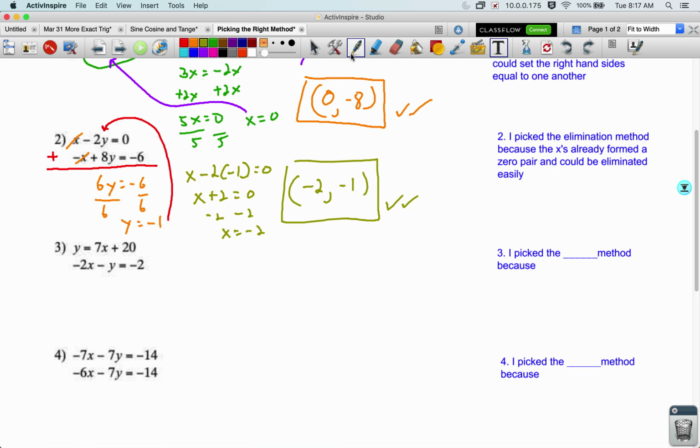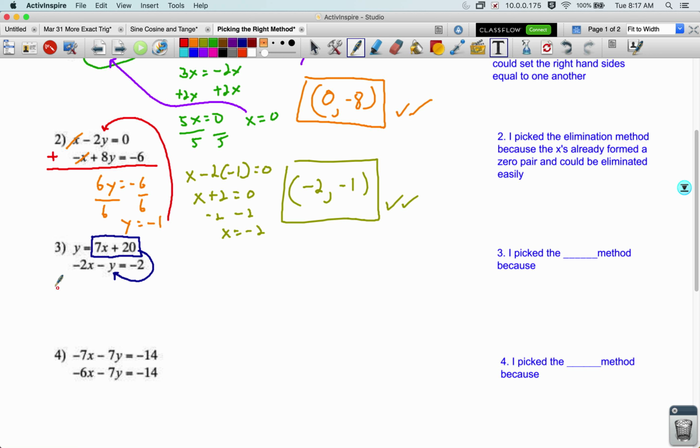All right, what method's going to work best here? Do we have a zero pair? Doesn't look like it. Is a variable already isolated? Yes. The y in the top equation is already isolated, so I'm going to use substitution. Because that y is isolated, I'm just going to box the other side and draw an arrow to the y in the second equation, because this y is going to get replaced with this expression.